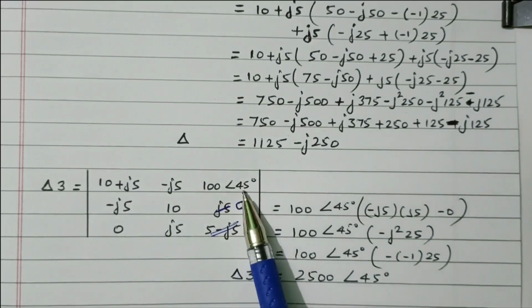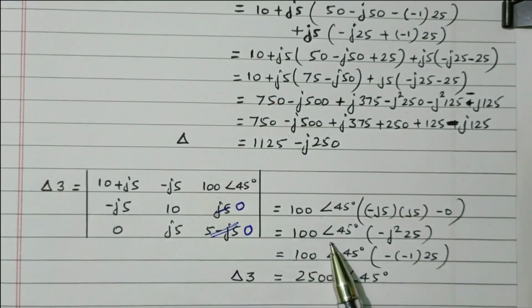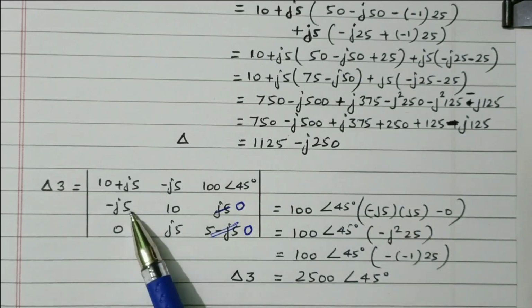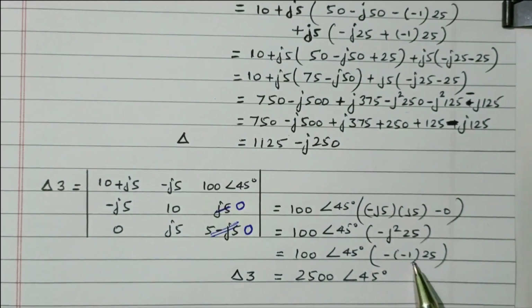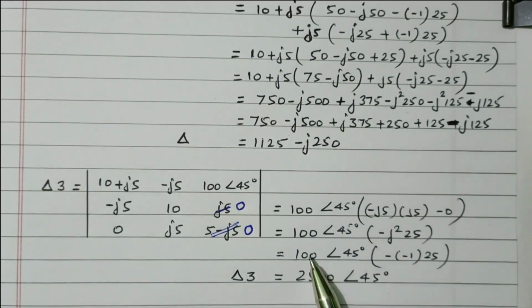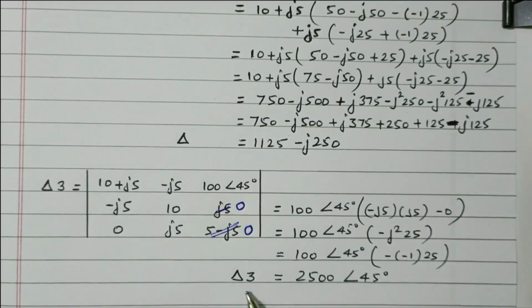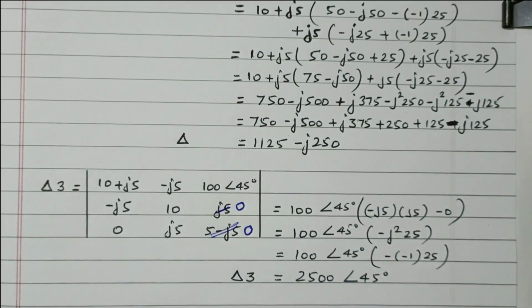We will take this element and multiply these two elements. So 100 angle 45, this is minus j5 into plus j5. Multiplying these two, minus j square 25. j square is minus 1, so totally it becomes plus 25. So 25 into 100, 2500 with an angle 45 degree. So the delta 3 value is 2500 with an angle of 45 degree.